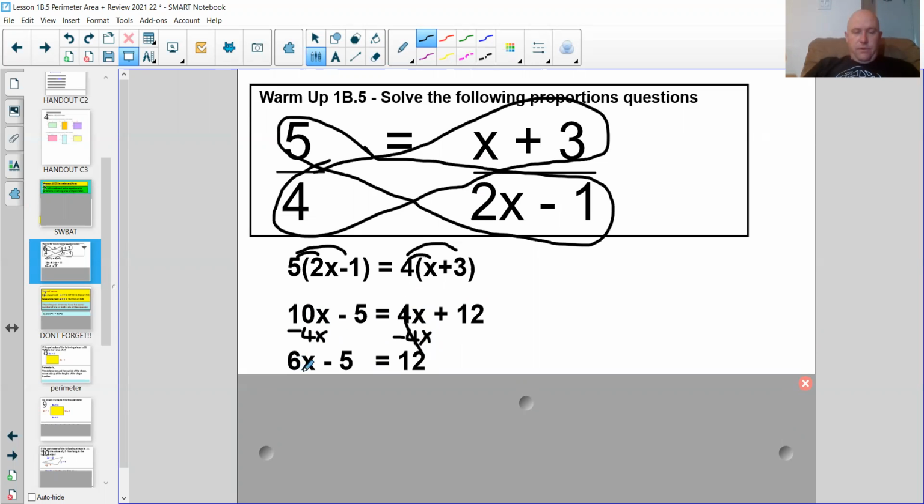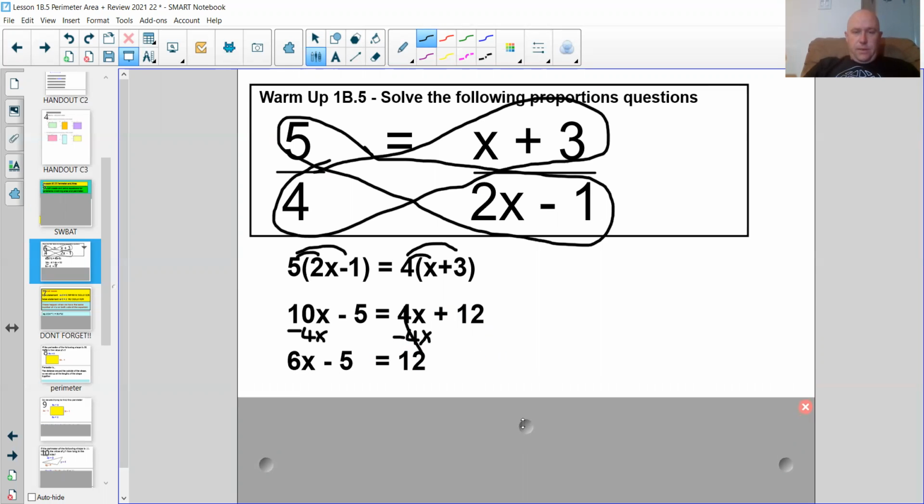So 10 take away 4 gives me 6x. -5, I just copy that down. And then this positive 12, I'm just going to write as 12 at this point. If you put positive 12, it's not incorrect. And then to move the -5 to the other side, as I brought my letters to the left, I want to bring my numbers to the right. So I can add 5 to both sides. And 12 add 5 is 17.